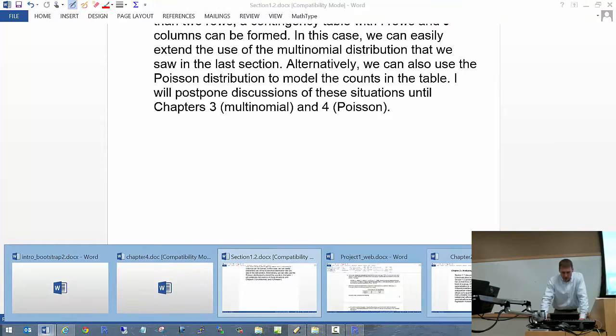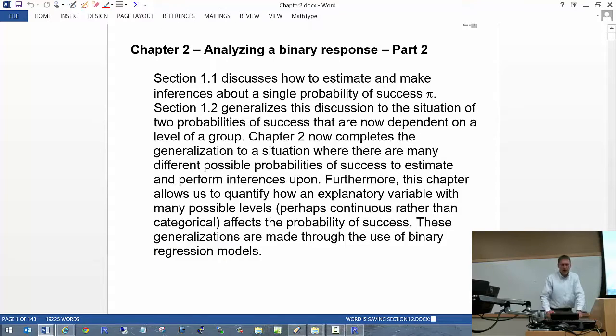Okay, let's get into chapter 2 then. Analyzing a binary response, part 2. So what we did in chapter 1 was simply look at one binary response variable, and you're interested in the probability of success. And then we went into a situation where you have 2 binary response variables. You wanted to compare the 2 probabilities of success. So chapter 2 generalizes it to as many groupings as you want. In fact, if you have a sample size of n, you could have n groupings.